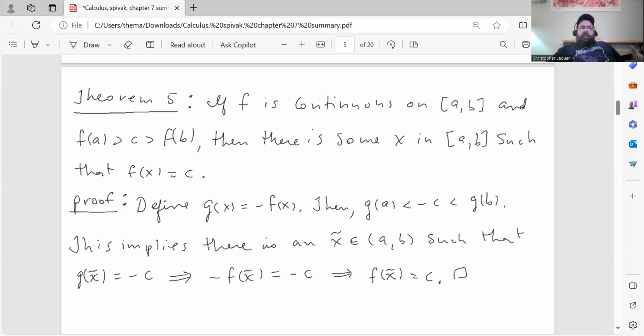Right, similar type of idea behind the proof here. Define g of x to be negative f of x, then g of a is less than c is less than g of b, which implies there's an x tilde in the interval from a to b such that g of x tilde is minus c, which implies negative f of x tilde is negative c, or in other words, f of x tilde is c. So again, just follows directly from what we did in theorem 4.